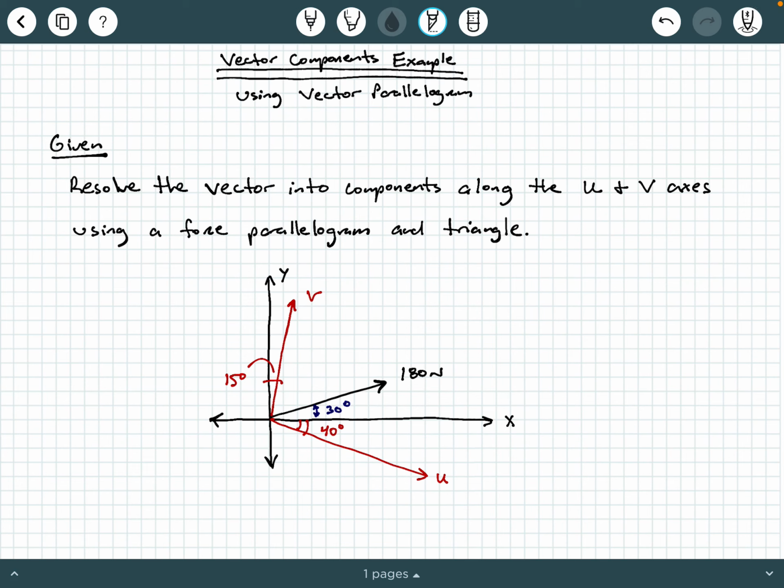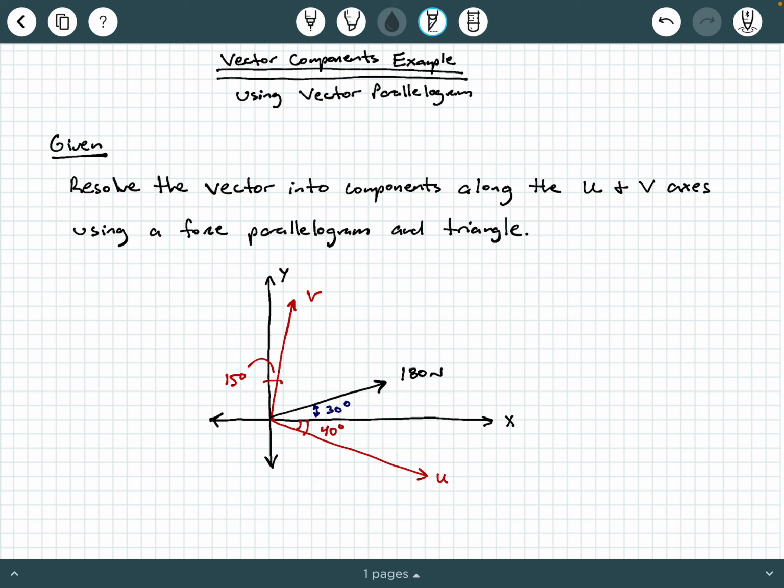Hey everybody, Dr. A here, and in this video we're going to be exploring another example of analyzing force vectors using vector components. Specifically, we're going to be exploring this example using a vector parallelogram. So let's go ahead and look at the given information.